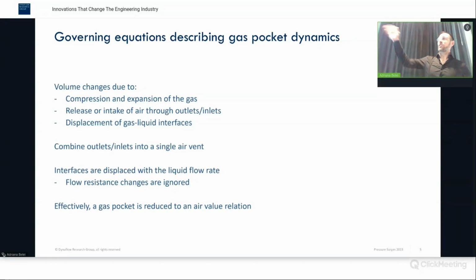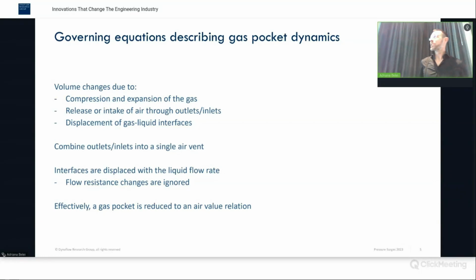And if you write this down in a mathematical way, you end up with a nonlinear system of equations involving the pressures inside the volumes. And we can solve that at each time step. So at each time step, we solve the pressure. And once we have that, we can move the interfaces and then track the volume throughout the system.